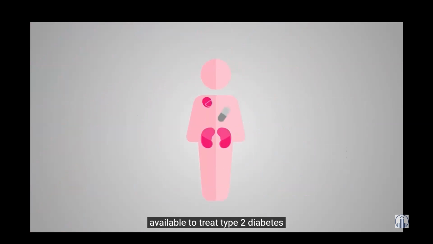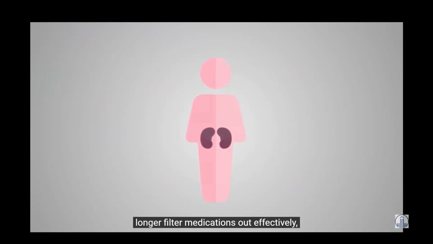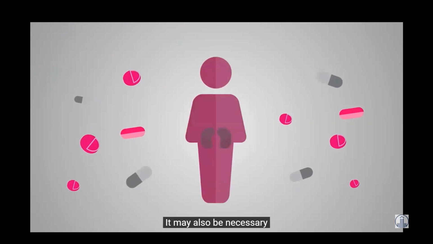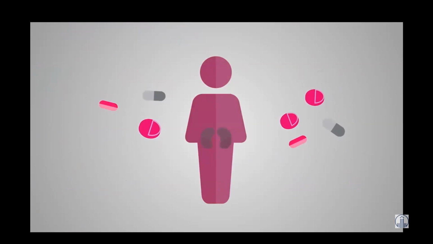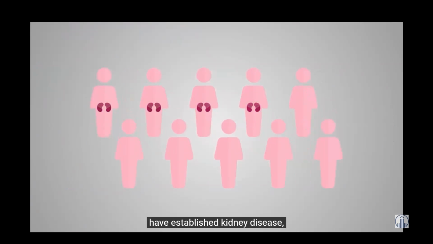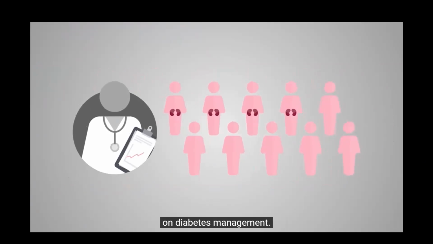Many of the medications available to treat type 2 diabetes are predominantly removed from the body by the kidneys. Declining kidney function can affect that process. If the body can no longer filter medications out effectively, the risk of side effects may increase. It may also be necessary to adjust the dose of medication or change medications. As approximately 40% of people with type 2 diabetes have established kidney disease, it is important that healthcare professionals consider the kidneys and the impact they have on diabetes management.